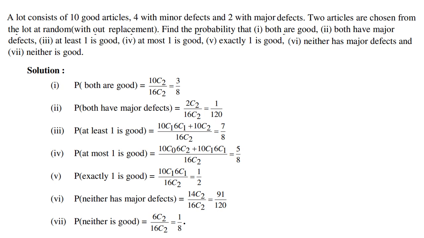Now the sixth one, the question is that neither has a major defect. So neither has major defects, it will be giving us 16 minus 2, therefore it is going to be 14C2 divided by 16C2, so it is going to be 91 by 120. And neither is good is going to be 6C2 divided by 16C2, which is going to be equal to 1 by 8.